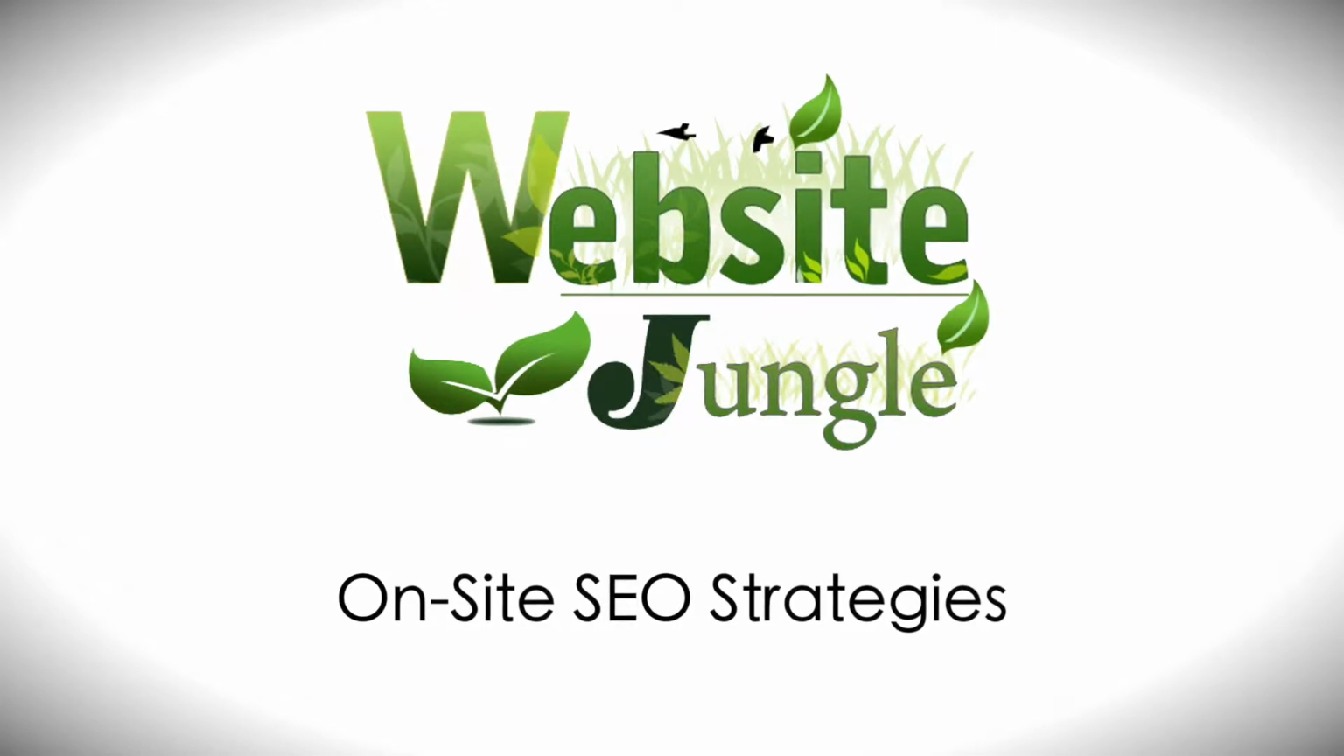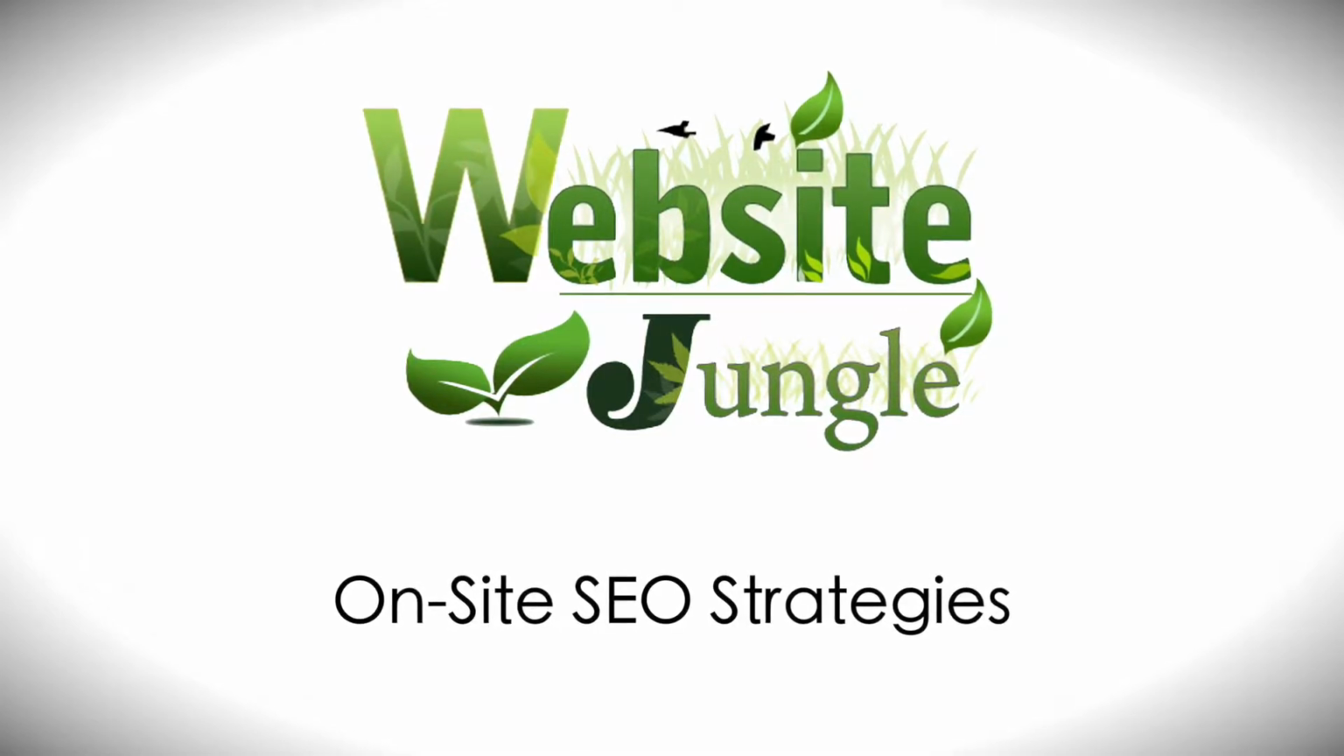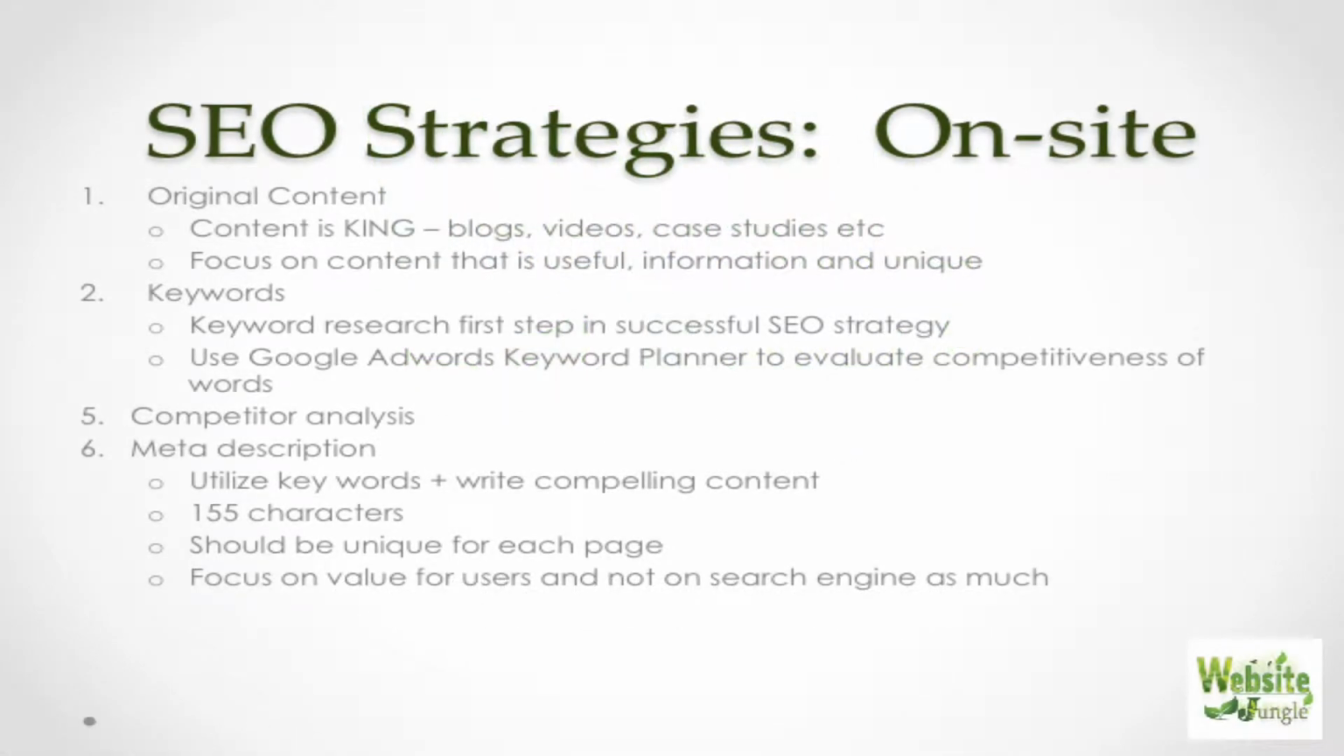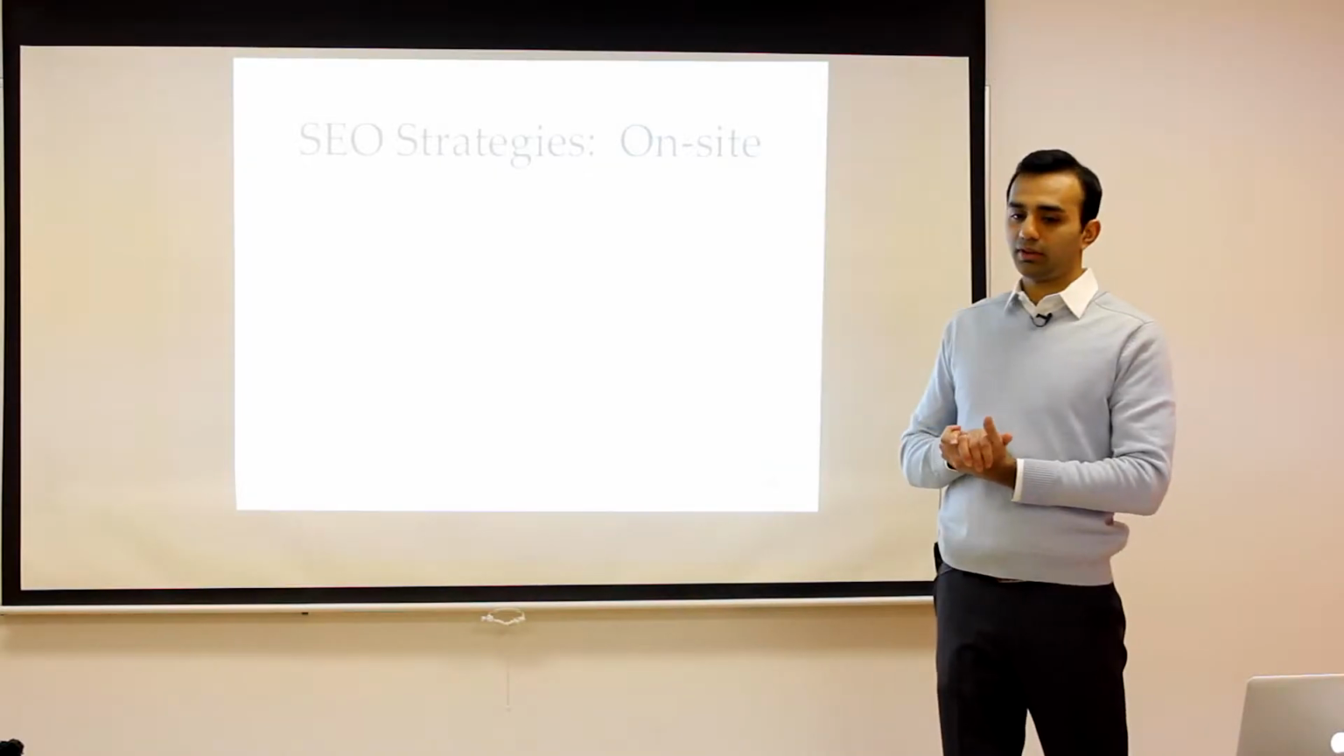You could typically break down your SEO strategies into two components. One is on-site and one is off-site. What is on-site? On-site SEO is basically what you do on or to your website that helps you with the ranking. Like I talked about content, metadata, keywords, all those are considered on-site. So it's stuff you're doing within your website. Off-site is stuff you're doing outside.